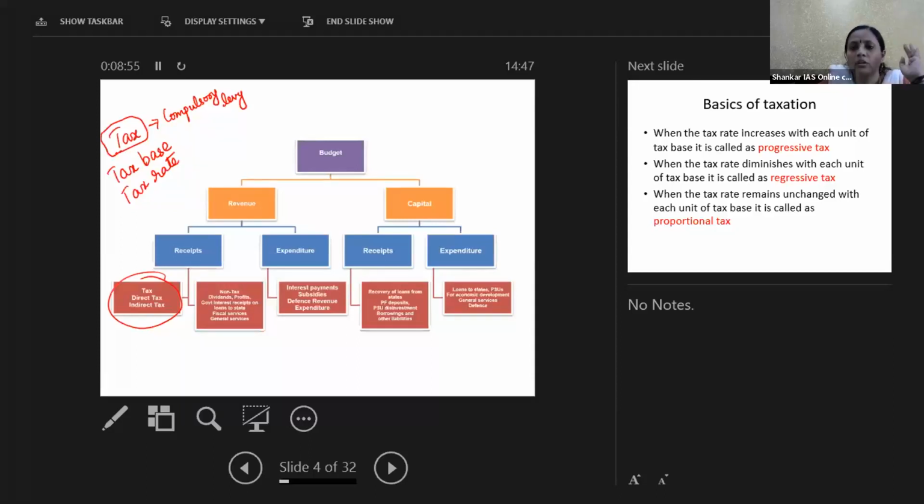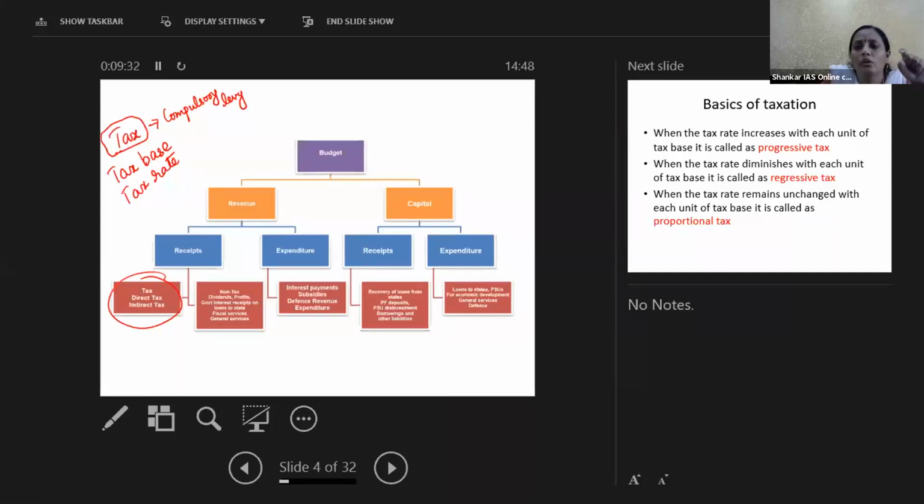Now the rate. What do we mean by the rate? Rate is a percentage, right? How much percentage of income tax should I pay? Is it 5%? Is it 10%? Is it 30%? What is the percentage which I have to pay? That is called as the tax rate. If we are talking about GST, are we paying 5%, 12%, 18%, 28%? So a particular percentage upon a particular good or a service will be called as the tax rate.